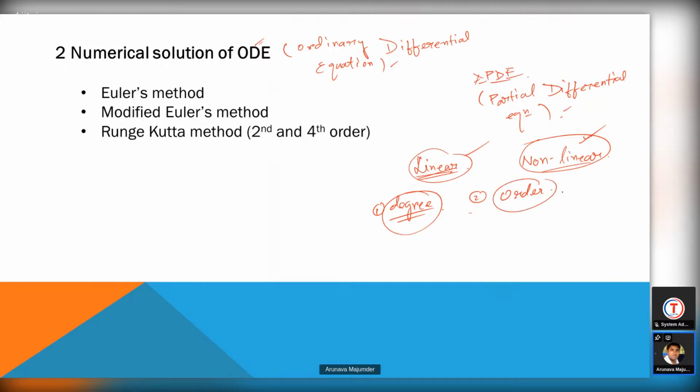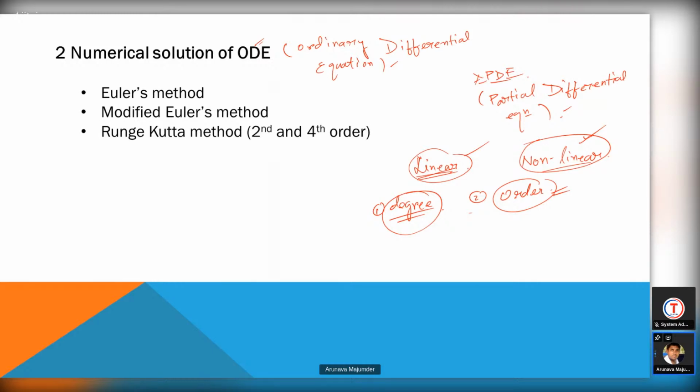And order depends on how many orders of differential are there. The differential equation may be first order, second order, or third order. The highest order of the differential present in that equation is called the order. So depending on that, different types of differential equations, ODE and PDE, are there.